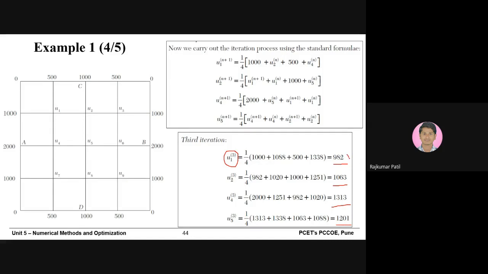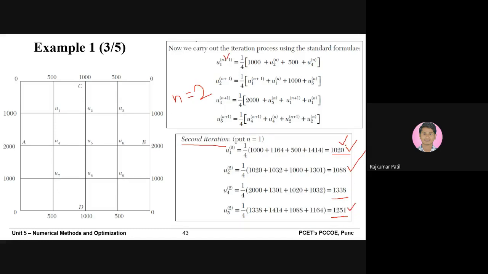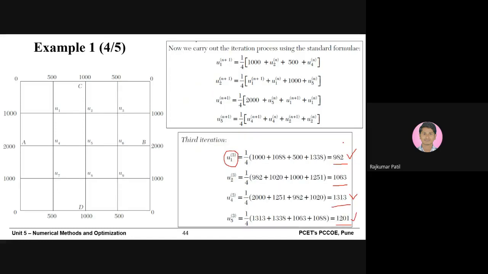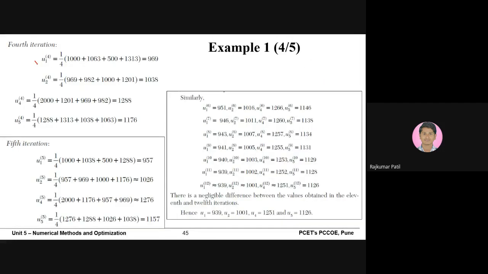Now we will check all these values with the previous iteration, so that we will come to know whether both values are very close to each other or not. Here U2 was 1020 and here it is 982. Again there is a significant difference. So again we go for the fourth iteration. Just put n is equal to 3 and you will get the fourth iteration, and calculate the values. So U1 raised to 4 is 969, U2 raised to 4 is 1038, U4 raised to 4 is 1288, U5 raised to 4 is 1178.